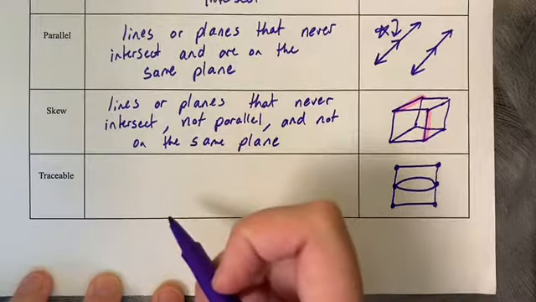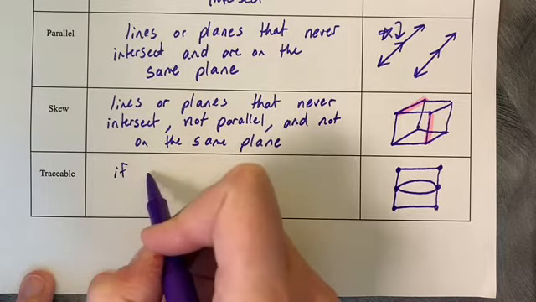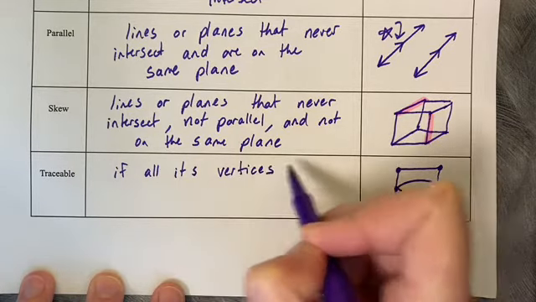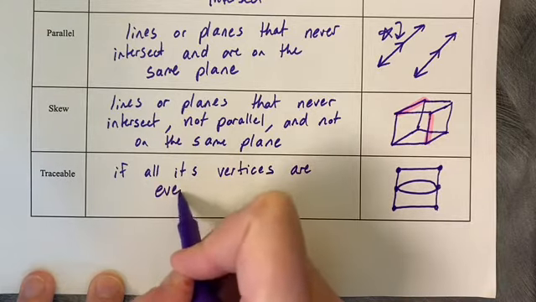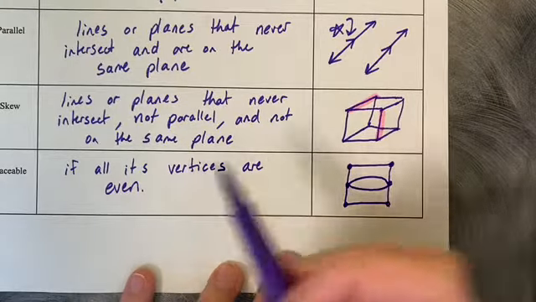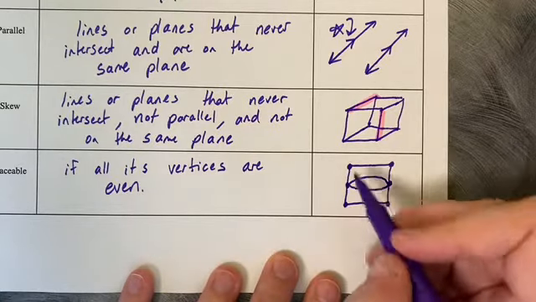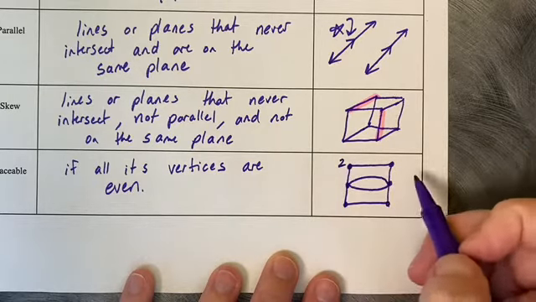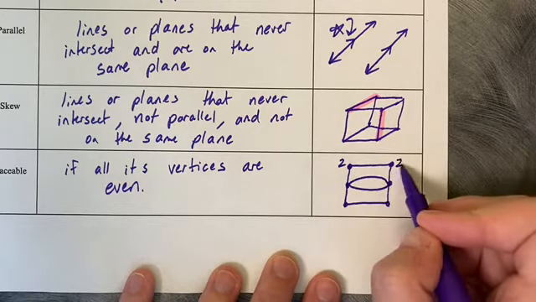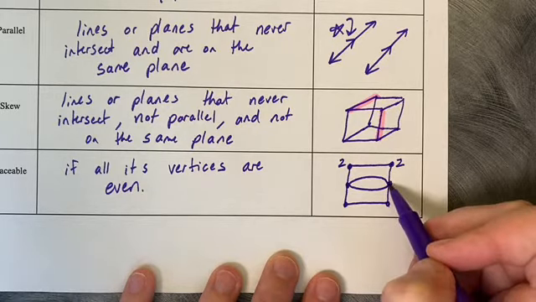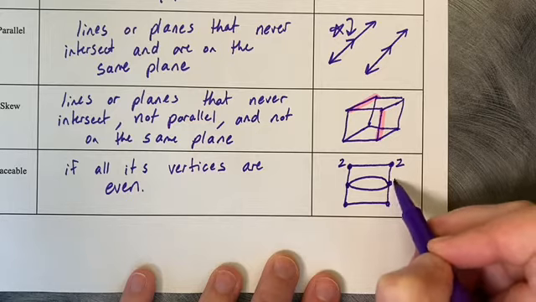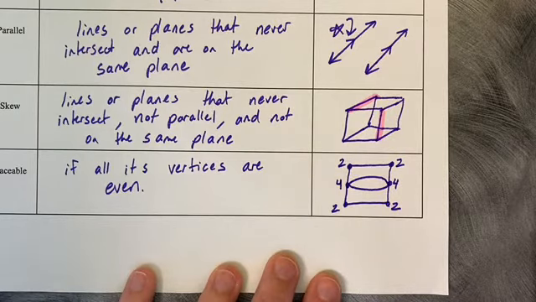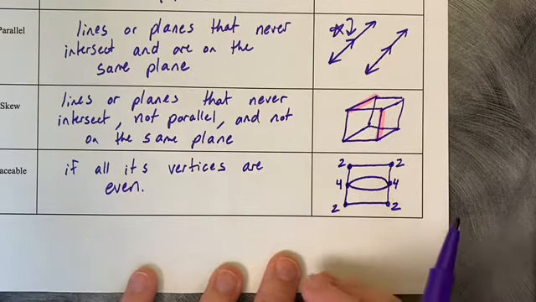How you know a network is traceable is if all its vertices are even. The vertices need to be even in the sense of how many lines are coming out of each vertex. Out of this vertex, there are two. Out of this vertex, there are two. Now count carefully on this one. There's one, two, three, four. So two, two, and four. All of its vertices are even, so this is traceable.